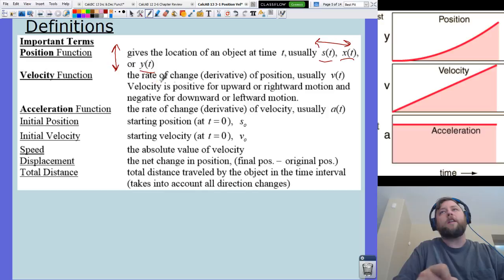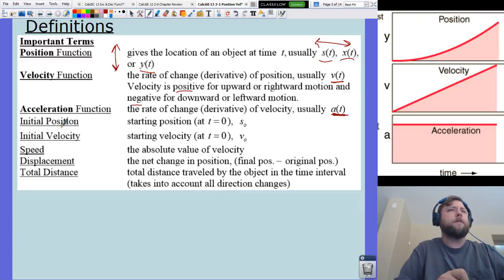Velocity function is the rate of change of your position. So how fast your position is changing, kind of like, but not really speed. It's like how fast it's moving. So you usually label that as v of t. It can be both positive and negative. Acceleration is how fast the velocity is changing, and we label that as a of t.